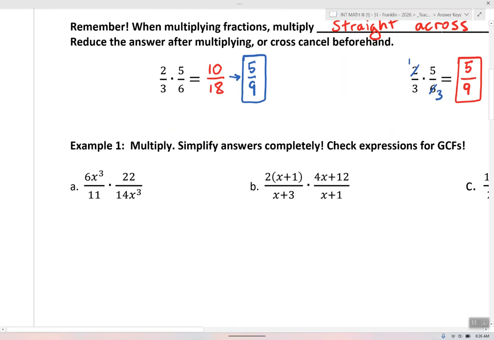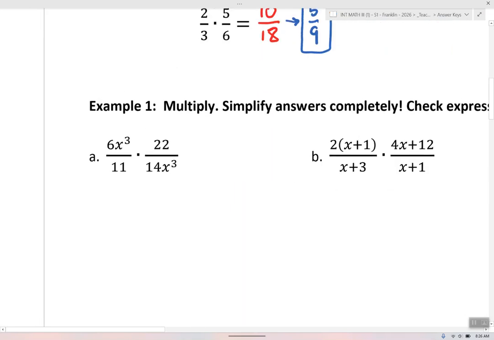But let's practice this. We're going to multiply these fractions, simplify the answers completely, and check expressions for GCFs. So if we have polynomial expressions in our fractions, checking for a GCF first can help us cancel things out. All right, so first of all, I'm going to look across the denominator here and try to cancel some things. So the x to the third power, and then I have an x to the third power on the bottom. Those are both going to cancel out because 3 minus 3 is 0, and x to the 0 is 1. Now I have some even numbers and some 11s and things. So 22 and 11, I can cross cancel there. Divide them both by 11. I get 2 on top here and 1 down here.